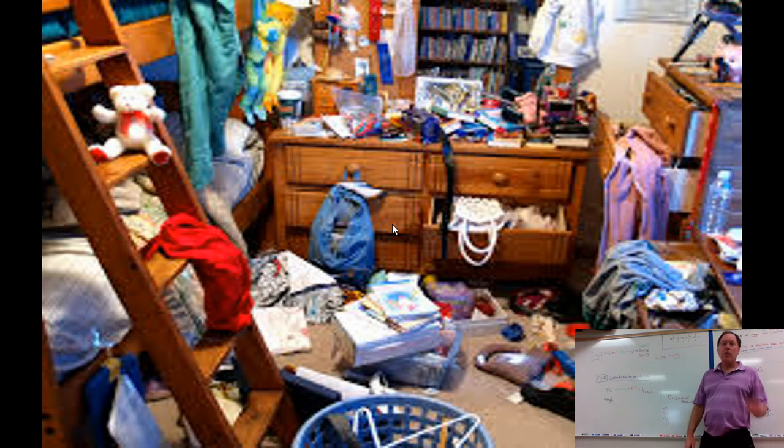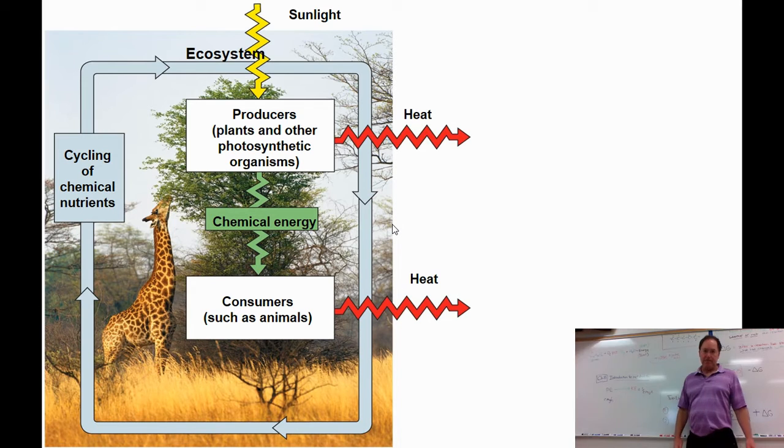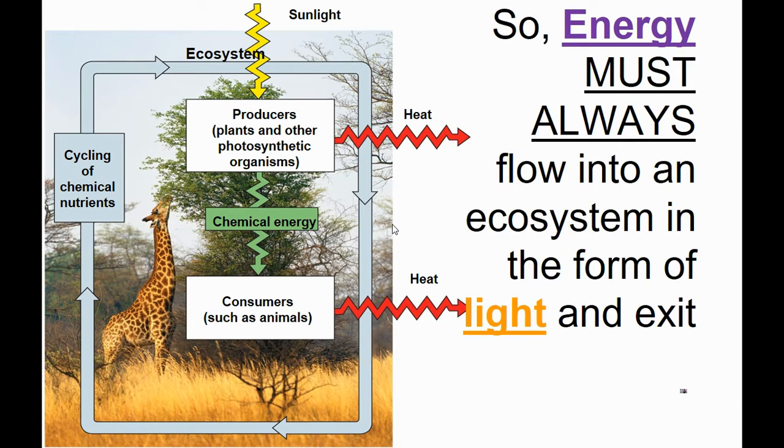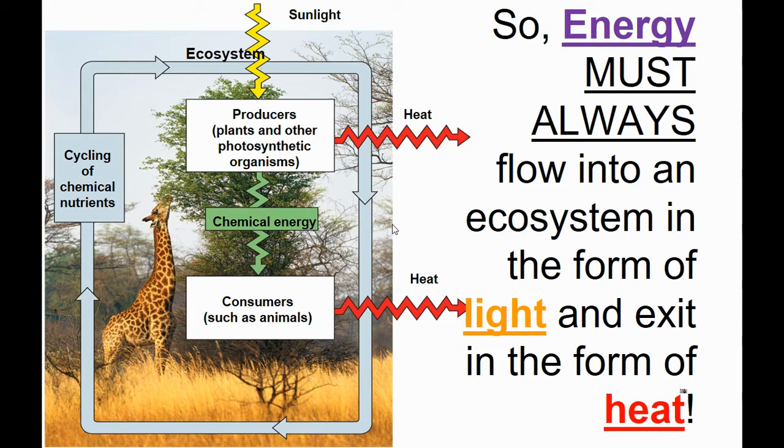I've shown you this picture of your room. Isn't it great? Every time you clean your room, entropy takes over, and it goes from ordered to disorder. It's just a tendency towards disorder in the universe. So energy must always flow into an ecosystem in the form of light, and it exits in the form of heat. I try all the time to get as many good videos as I can to support my lecture. This is all I could get for this section.